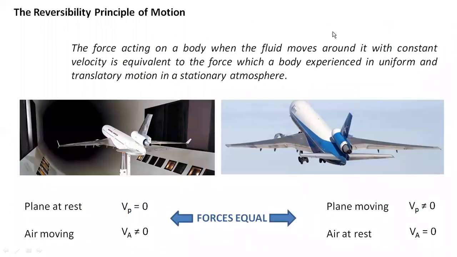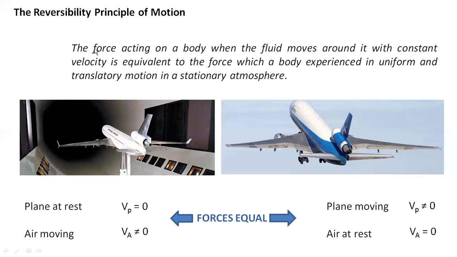Next one, the main topic of our course: the main principle is the principle of reversibility. You have two different pictures and two different situations. In the first situation, the plane is moving, the air at rest. Air still, the plane has some speed. In this picture, quite a different situation. The plane doesn't move, only the air in the wind tunnel.